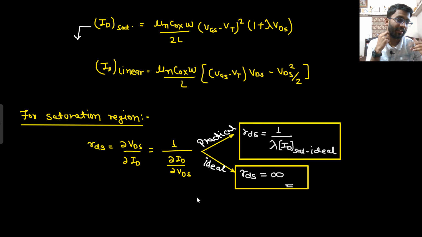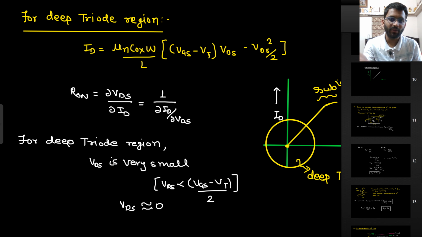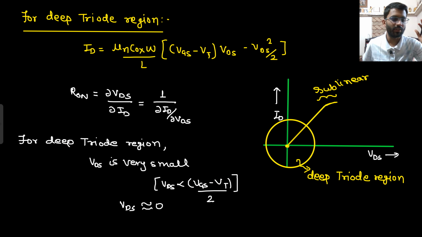Okay, del ID by del VDS. For saturation, I need to find it in the saturation region. It doesn't even depend on VDS, so it will be infinity. This is the ideal case. If it is a practical case, then there is channel length modulation, so the lambda factor will come in: 1 upon lambda ID. That's it. For the deep triode region, VDS square will be going towards 0. So only mu n Cox W by L (VGS minus VT) will be remaining. So 1 upon mu n Cox W by L (VGS minus VT) will be my expression.